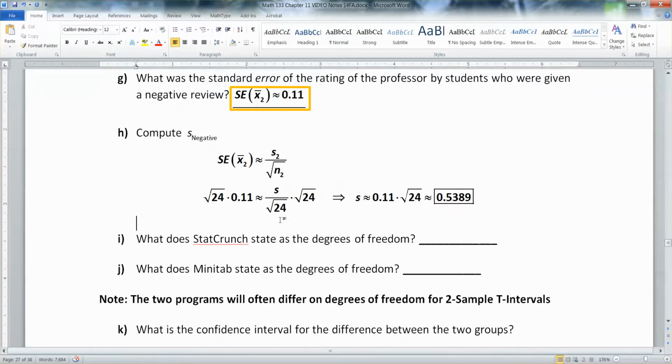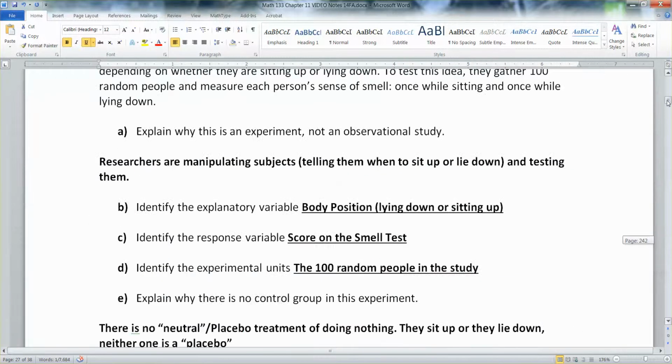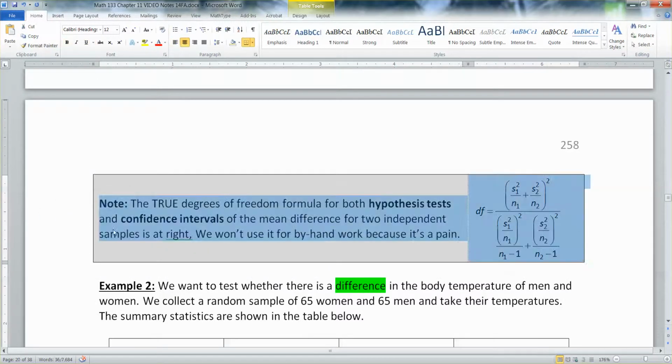All right, now what does StatCrunch and Minitab state are the degrees of freedom? If you'll remember, the two programs do not always agree about degrees of freedom, and that's because they're using slightly different methodologies, slightly different philosophies for finding it. They're both based in that big formula we saw before. It's based off of this huge formula here, which we're not really doing. So they both kind of use that, but then they do different things with it.